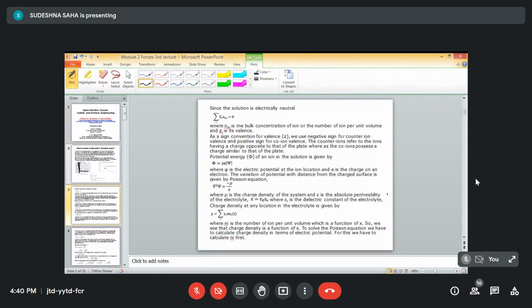Okay, so basically depending on whether you are dealing with the co-ions or counter ions, we have different signs for valency, and by convention Z is negative for counter ion and Z is positive for co-ion.